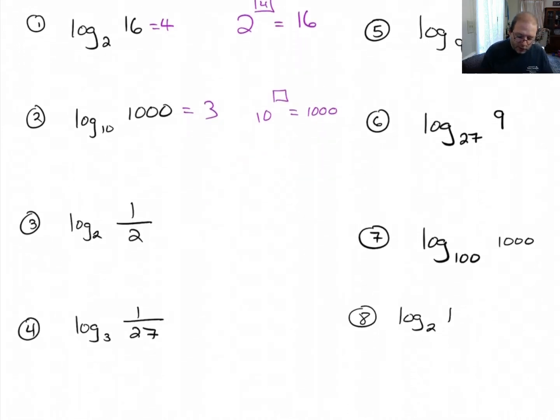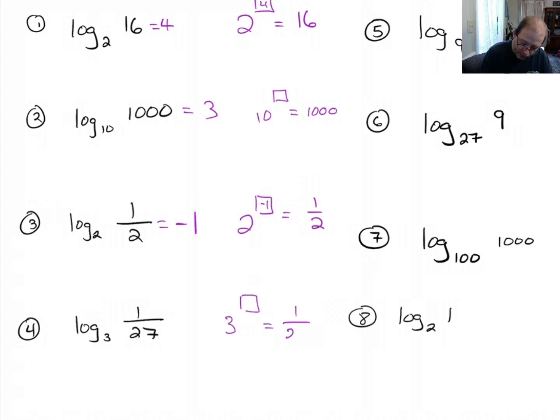All right, so to do these, you need to remember your exponent rules, your exponent laws. So this one here is saying 2 raised to what power gives you 1/2? Well, that's 2 to the negative 1. And 3 raised to what power gives you 1 over 27? Well, 3 cubed is 27. So 3 to the negative 3 is 1 over 27.